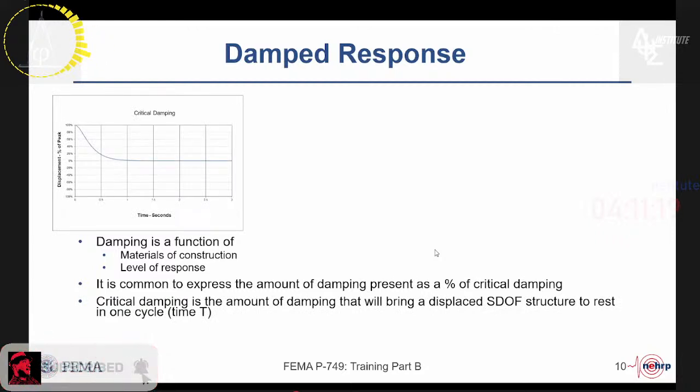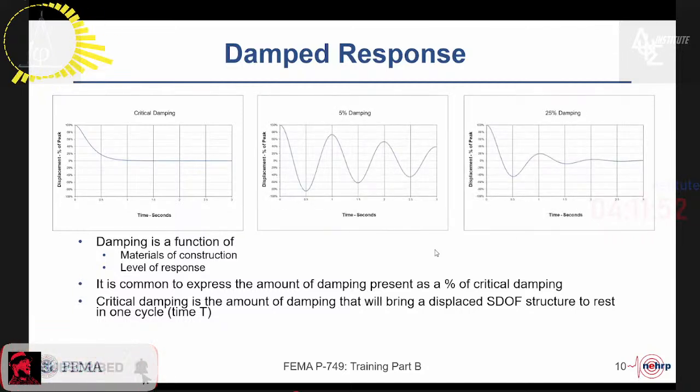As a review, the level of damping that we call critical is that amount of damping that will bring a structure, when it's displaced to a deformed position, to rest exactly in one period's worth of time and will not oscillate at all. The graph on the left here is a graph of displacement versus time for a structure that has a 1 second natural period and is 100% critically damped.